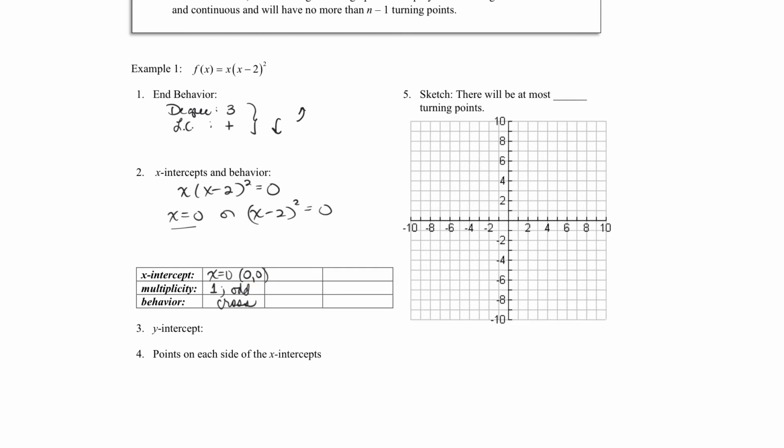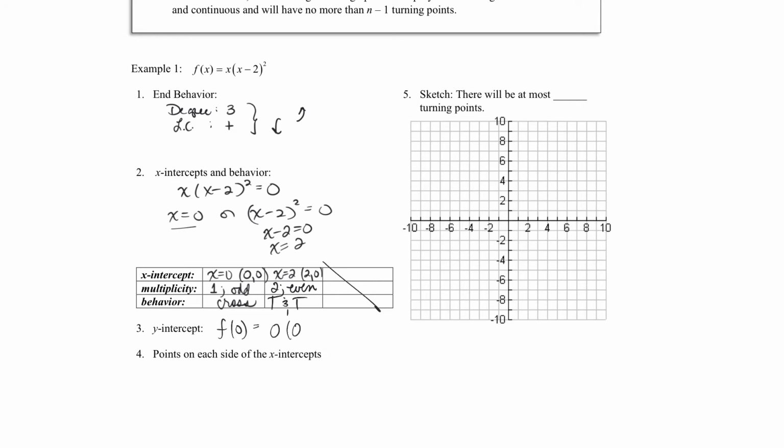And then for my other x-intercept, I'm solving x minus 2 quantity squared equals 0. So I really only need to solve it once, right? X equals 2, which will be found at 2, 0. Because it's repeated twice, it has a multiplicity of 2, which is even. So it's going to touch and turn around at that x-intercept. Don't have a third one. Now, my y-intercept I find by evaluating my function at 0.